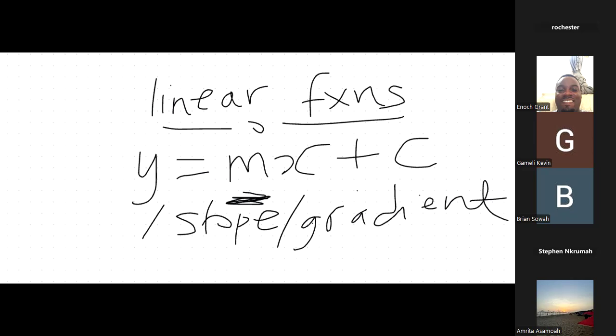The x here is representing the domain, and it is also the independent variable. And then plus c. The c here is what we call the intercept.